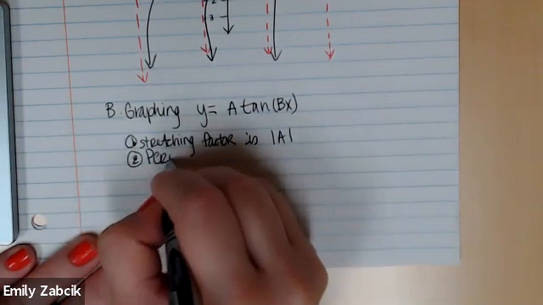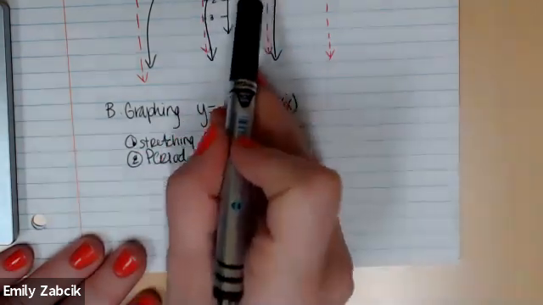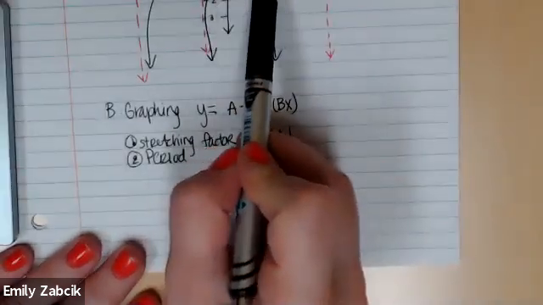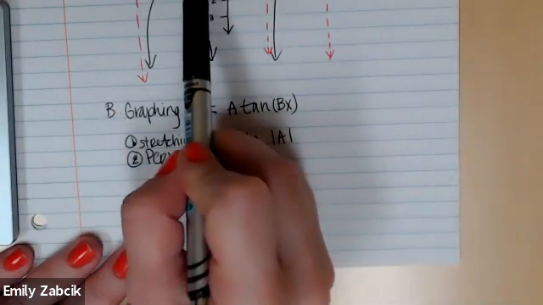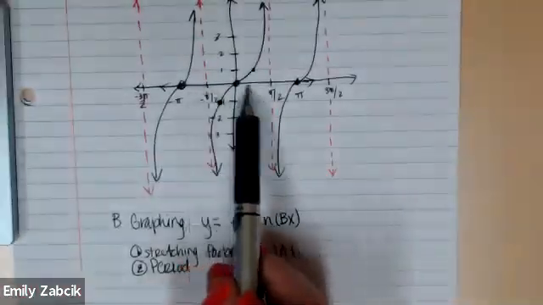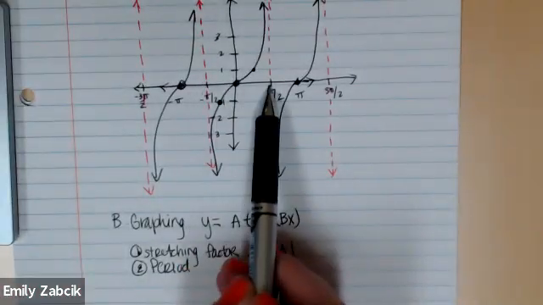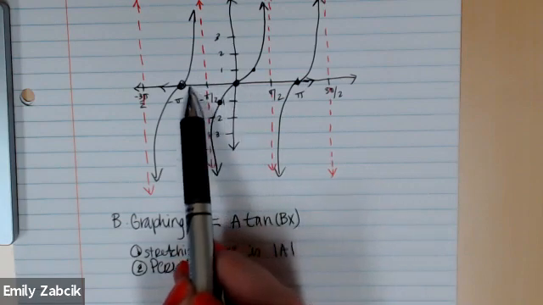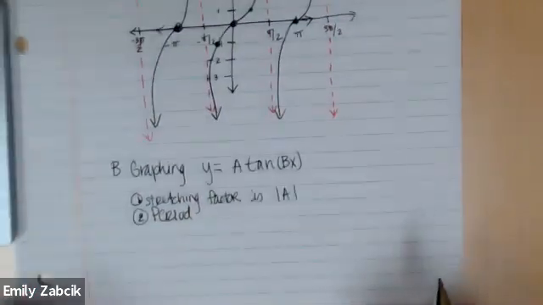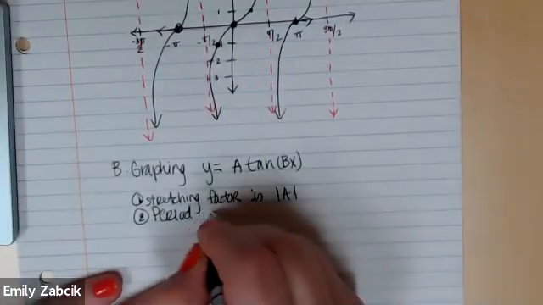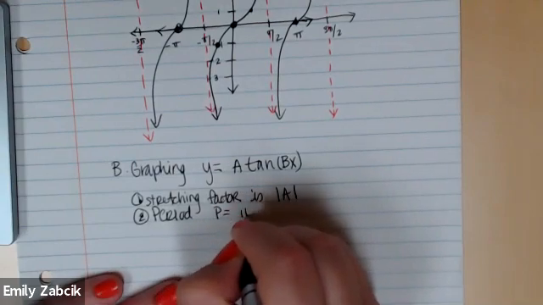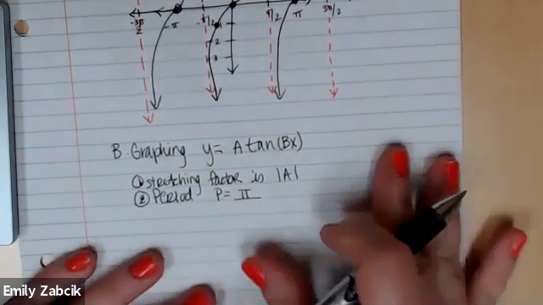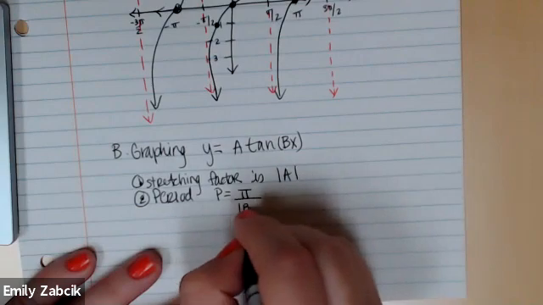When you look at the period of this function, we can already see that it went to pi over 2 and negative pi over 2. And so its period in the basic function was pi, right? If I do the distance from this to this one, it would be pi. And so if I'm looking at the period p, it would be equal to pi over the absolute value of b.